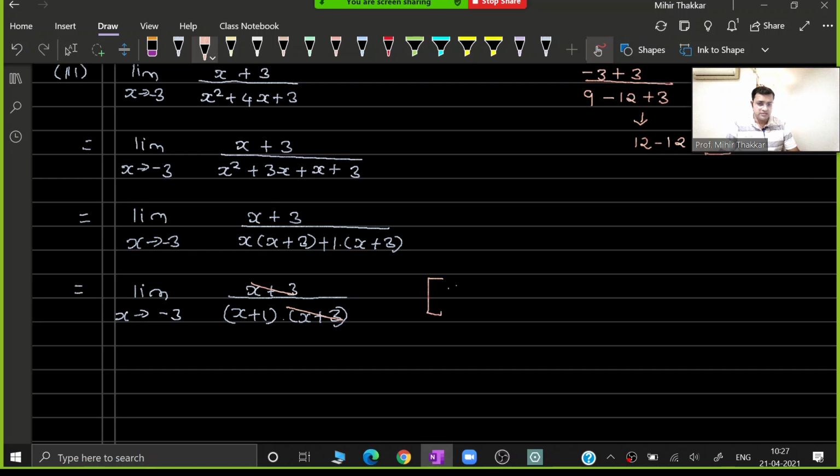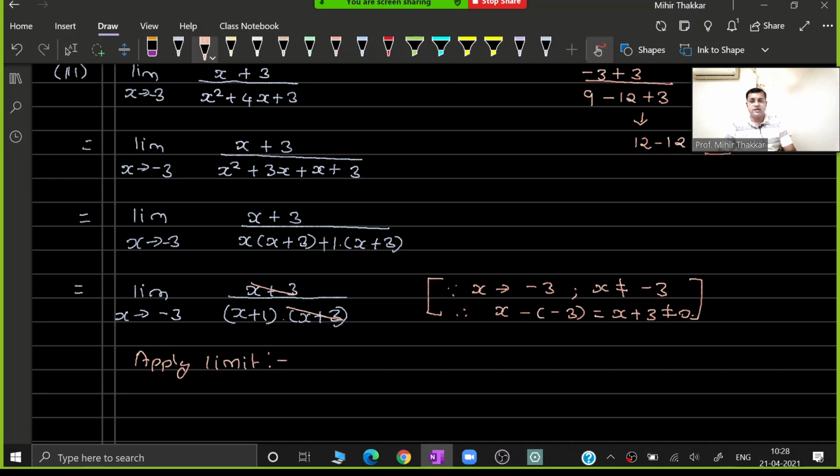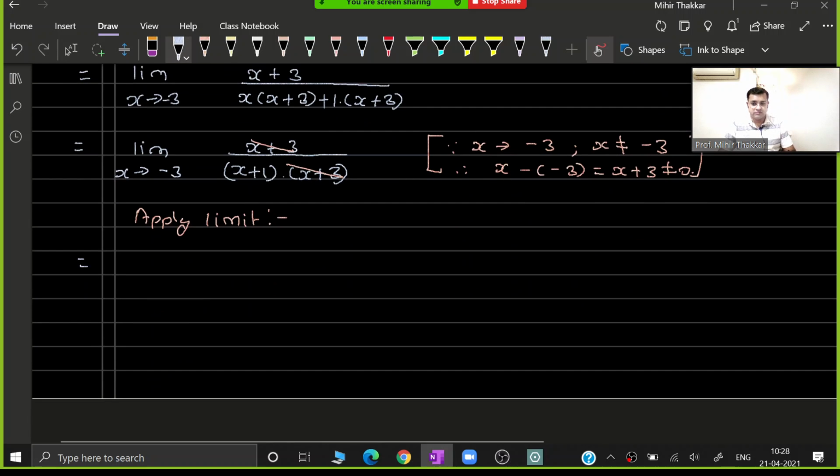So I will write the reason. Since x tends to negative 3, x is definitely not equal to negative 3, and therefore x minus of minus 3, which is nothing but x plus 3, should not be equal to 0. So yes, we have cancelled the common factor of x plus 3, and now as usual I will apply my limit over here, and when I apply my limit I will get this is equal to 1 upon minus 3 plus 1, which is just a simple negative half.